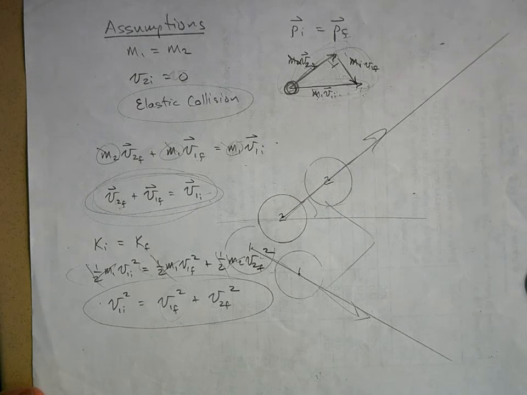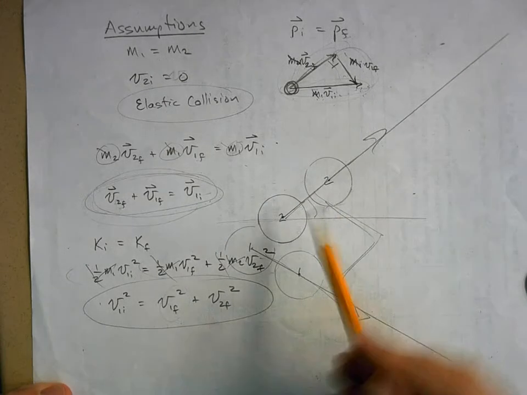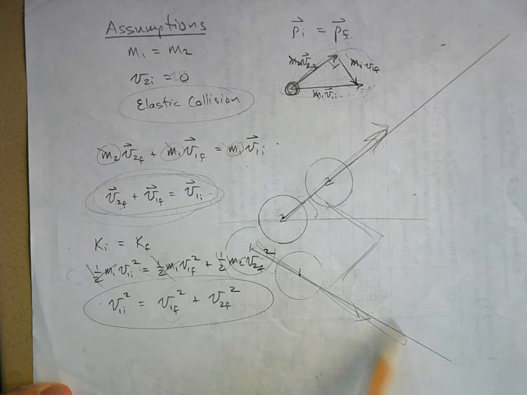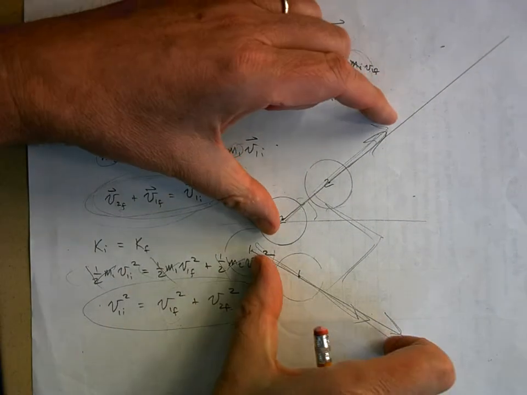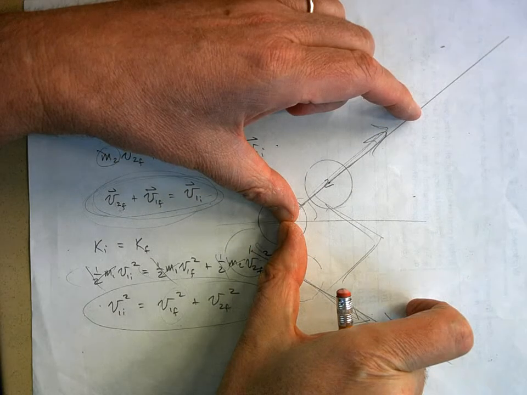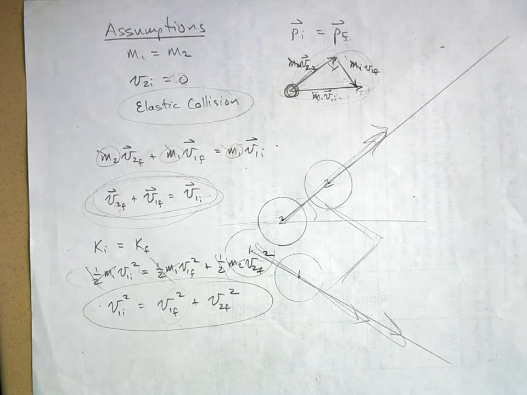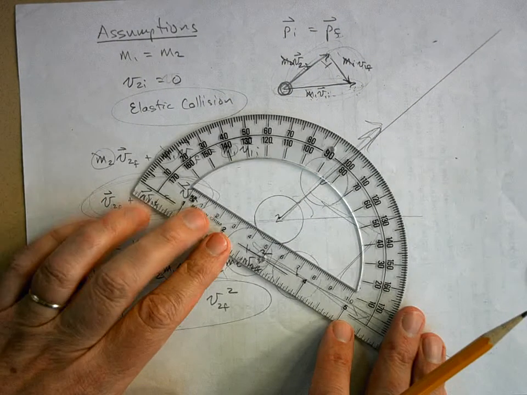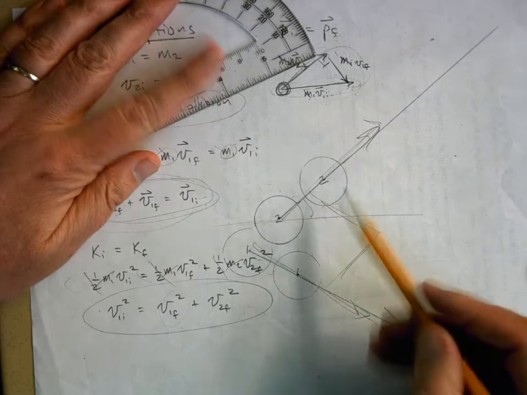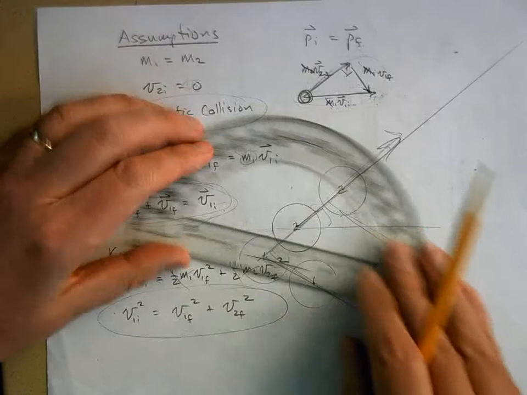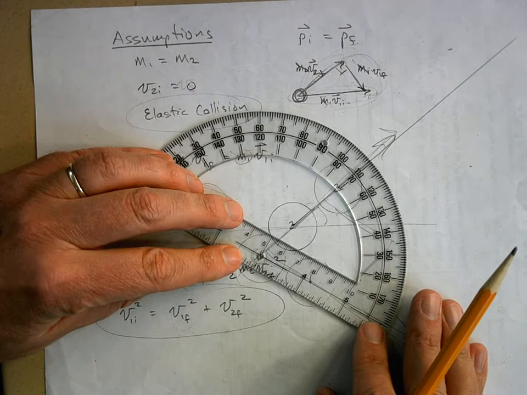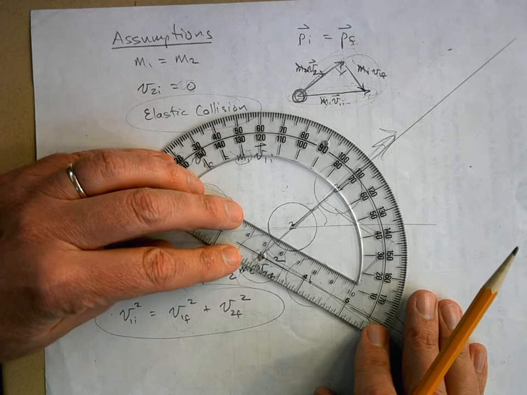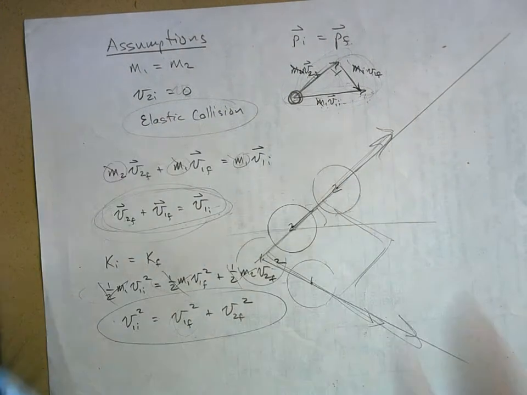Which means this, here's V2 final, here's V1 final. These two vectors should form a 90-degree angle. Did they? Almost. Not really. If I put this, I don't know, where would they meet? I'm just going to draw a little hand sketch. It's about a little over 70 degrees. Okay, so it wasn't really a very good result.